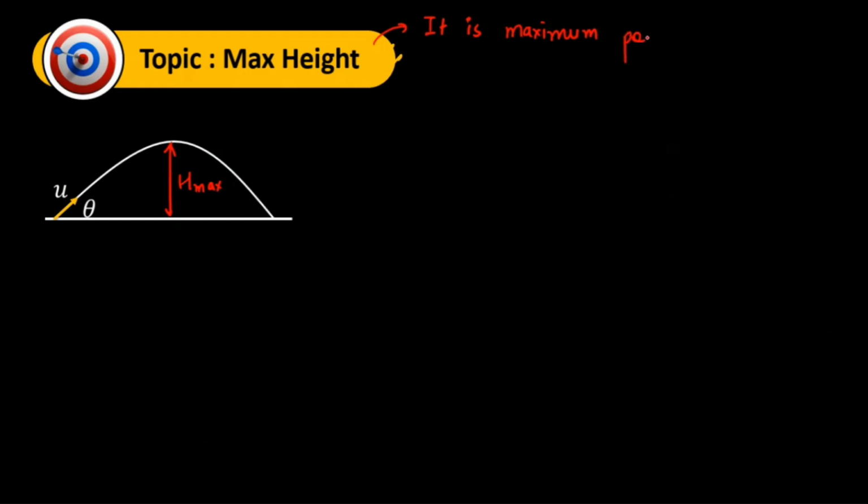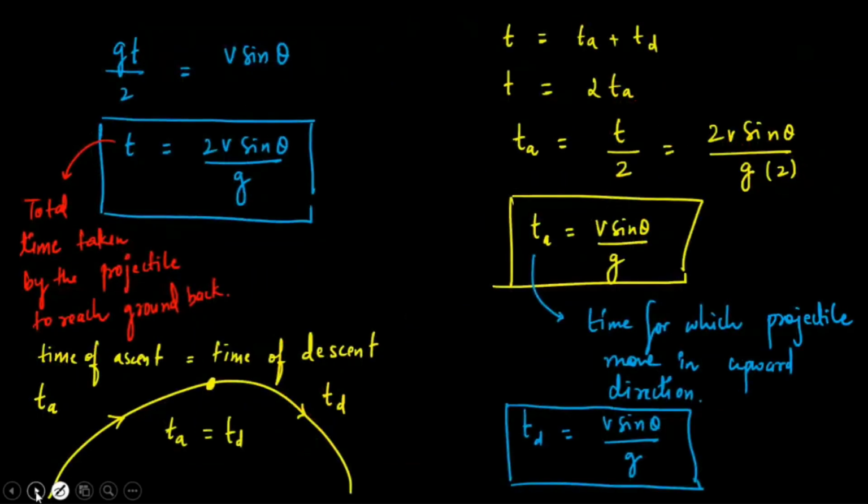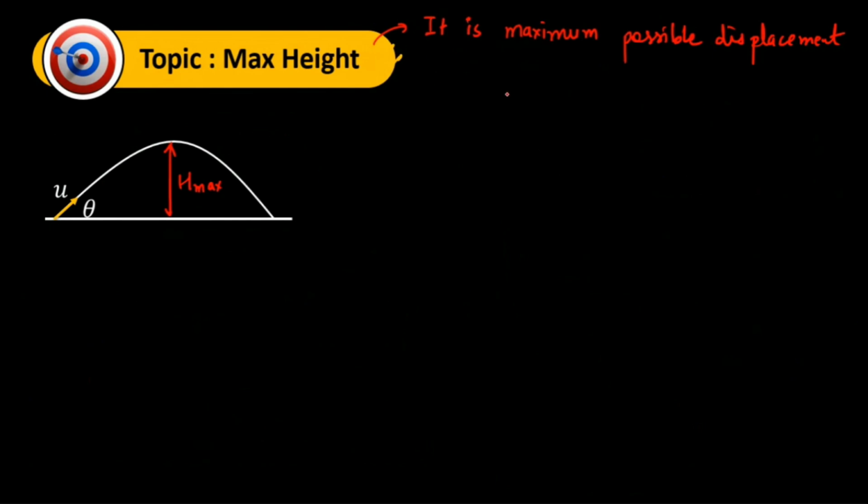Wait, the last topic was time of flight. Now we're going to talk about maximum height. If we define maximum height, it is the maximum possible displacement in vertical direction. So whenever someone asks us to calculate displacement in vertical direction, we have to calculate the maximum height that the projectile might have reached.